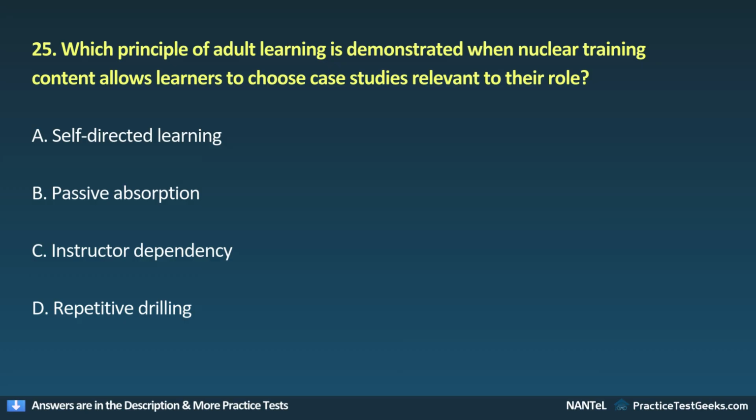25. Which principle of adult learning is demonstrated when nuclear training content allows learners to choose case studies relevant to their role? A. Self-directed learning. B. Passive absorption. C. Instructor dependency. D. Repetitive drilling.